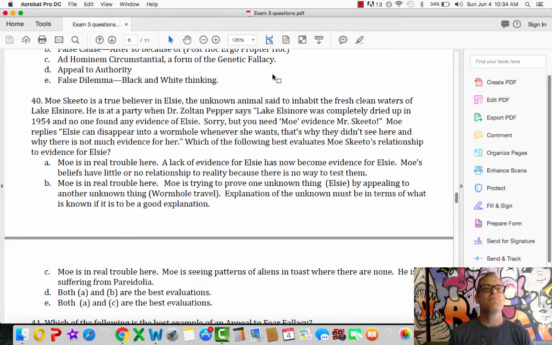Mo replies, quote, Elsie can disappear into a wormhole whenever she wants. That's why they didn't see her, and that's why there's not much evidence for her. Which of the following best evaluates Mosquito's relationship to evidence for Elsie?